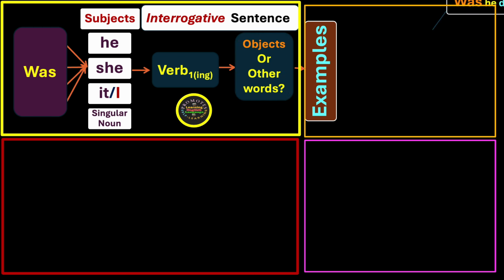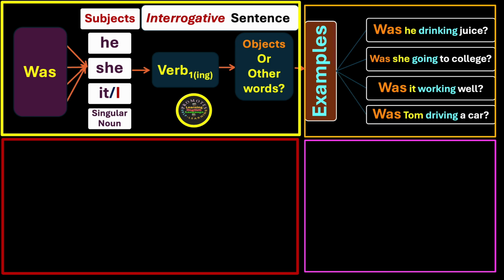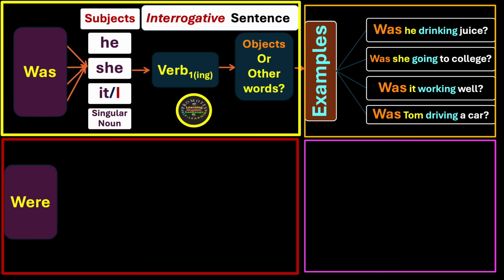Let's see the examples. Was he drinking juice? Was she going to college? Was it working well? Was Tom driving a car? Now we have another structure.